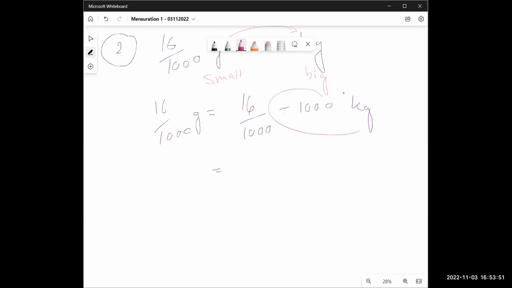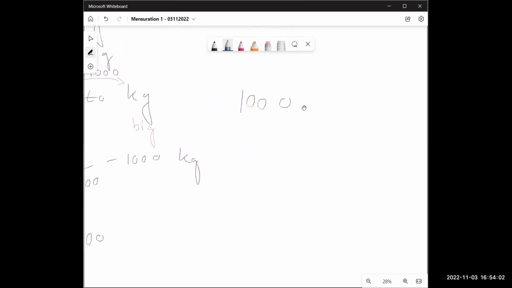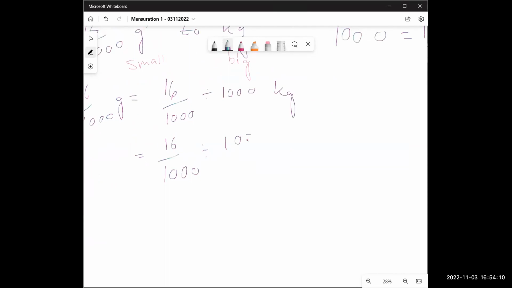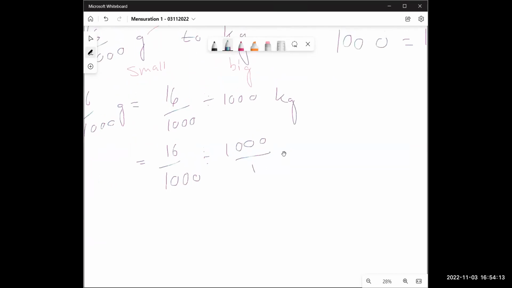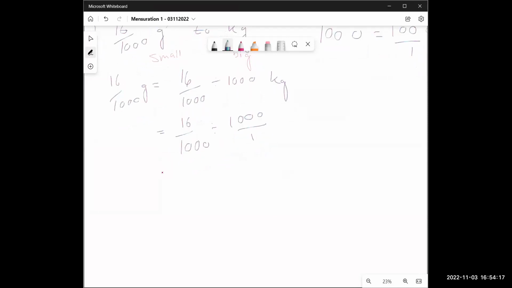Let's convert this part into a fraction, okay? 16 by 1,000, how can I write 1,000 as a fraction? Tell me. 1000 by 1. Good job. So if I write this as divided by 1000 by 1, now you need to realize one thing. If something is being divided in the fraction, it is the same as multiplying by its reciprocal.